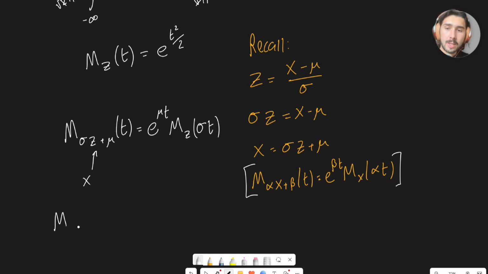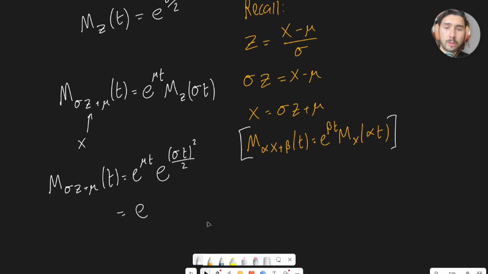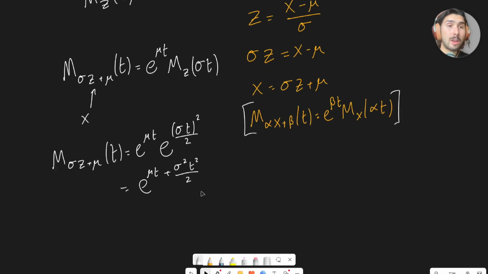So what we have is that the moment generating function of sigma times z plus mu, of t, is e to the power of mu t times, and again, this guy here is just e to the power of, and every time you see a t, you've got to replace it by sigma t. So we've got sigma t squared over 2. In other words, that's e to the power of mu t plus sigma squared t squared over 2, like that. And that's the final answer.